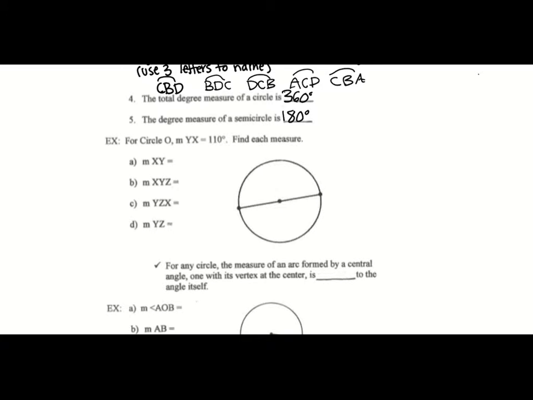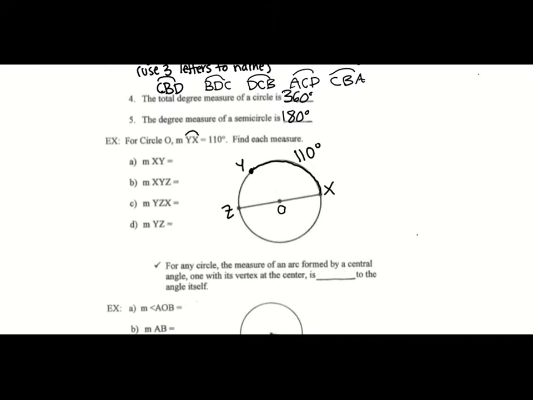Let's see, for circle O, that means point O is in the middle. The measure of arc YX is 110 degrees. Find each measure. So we got our points on here. This is Y, X, and Z. So it told me YX right here is 110 degrees. Find each measure.